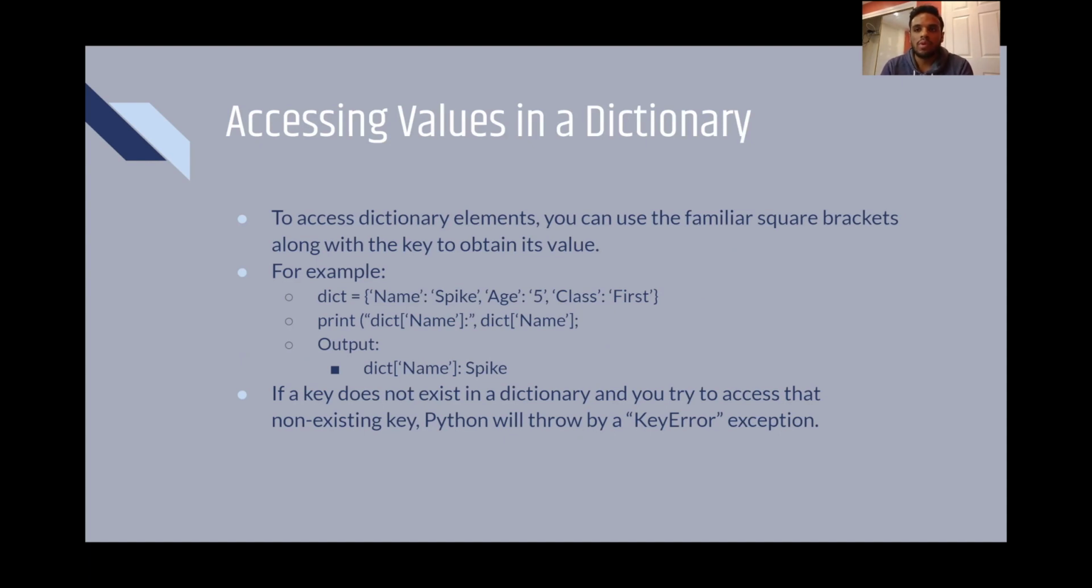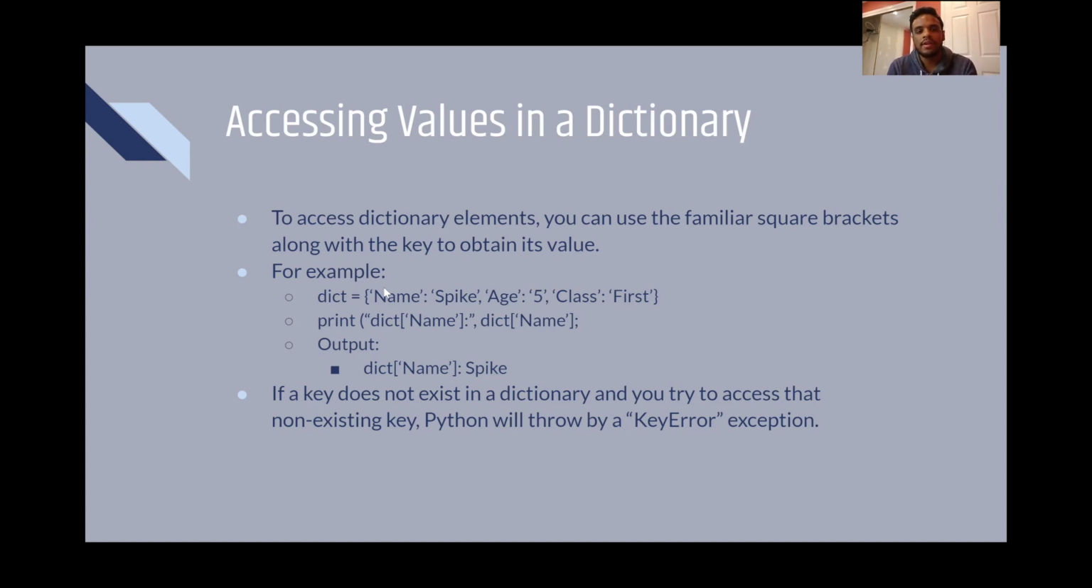So like I explained in the first slide, when we tried to access the value of a list, we just used the list and its index, and we got that value back. To access a value in a dictionary, it's a little different. When we want to access dictionary elements, you can't use the familiar square brackets along with the key to obtain its value. And here's an example.